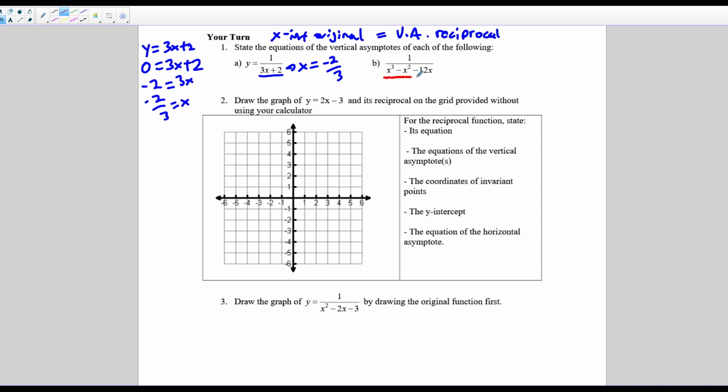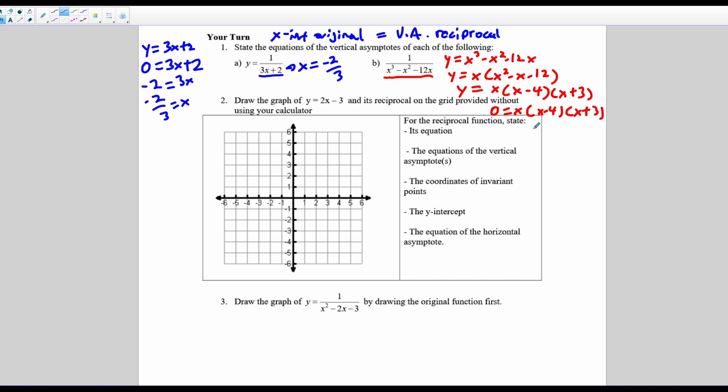For my second example, we see here that we can actually factor out an x. So the original function would have been y is equal to x cubed minus x squared minus 12x. I'm just going to factor out an x, and I'm left with x squared minus x minus 12. We can factor it one more time, where I have x minus 4 and x plus 3. Looking at our y value, we substitute a 0, and we get 0 is equal to x times x minus 4, x plus 3.